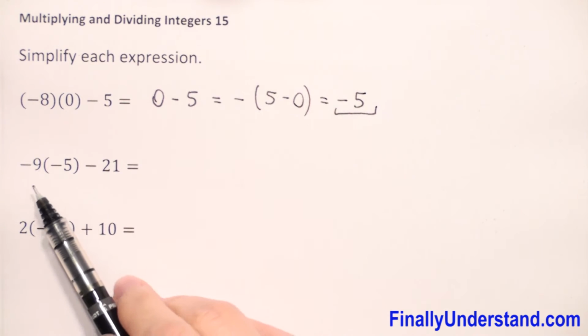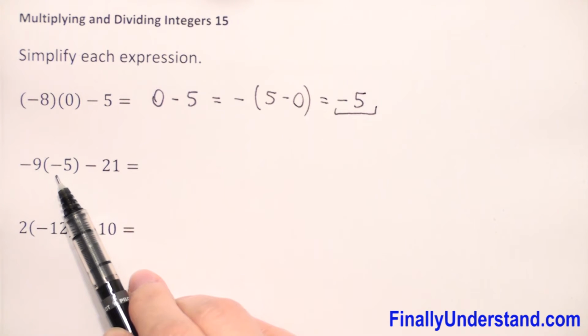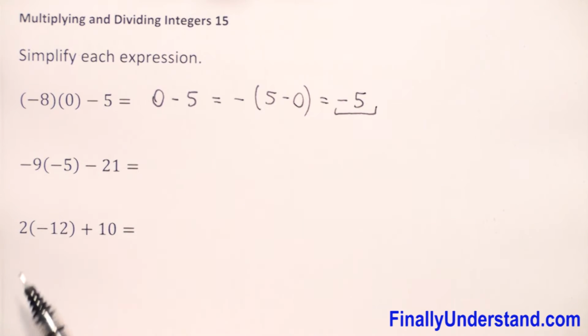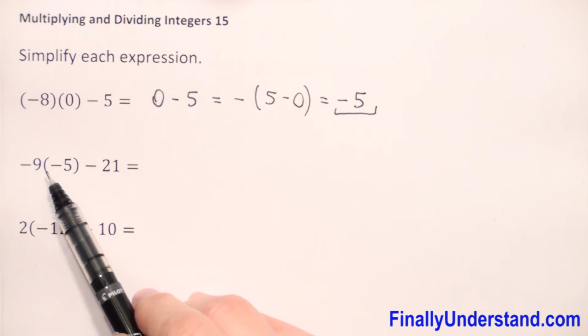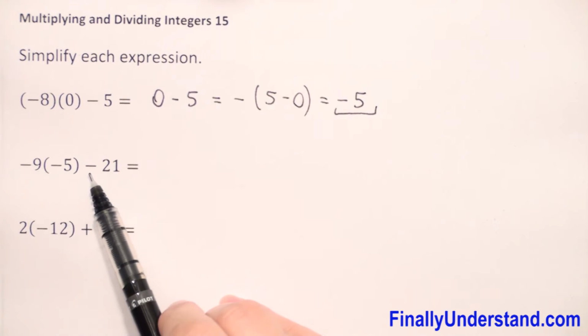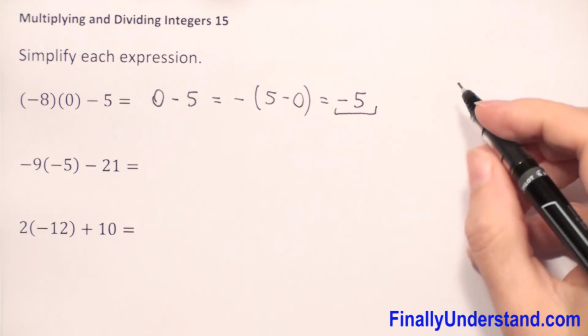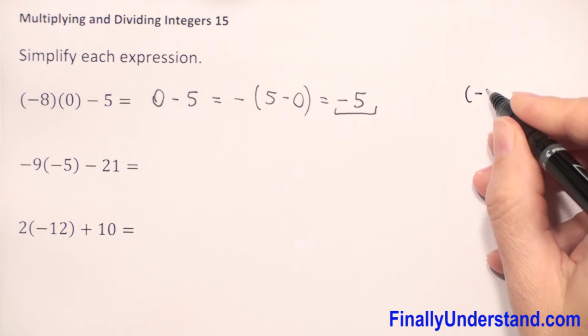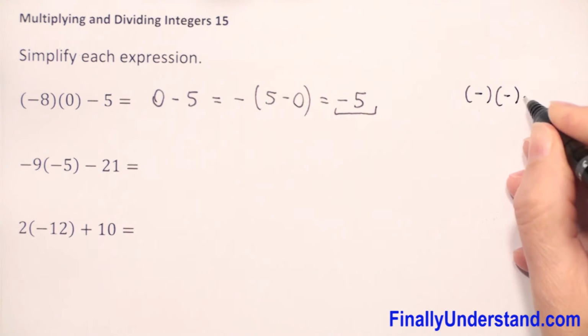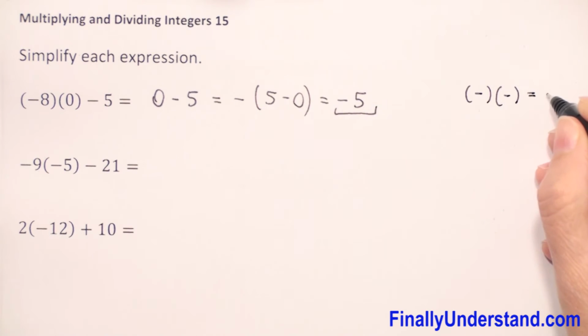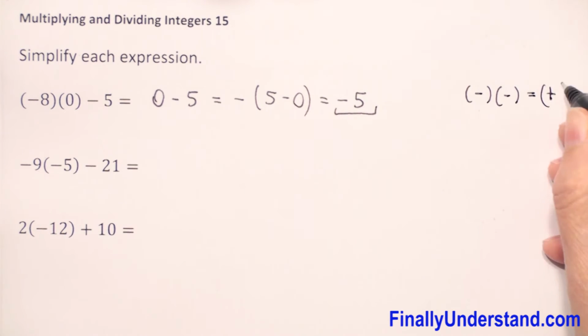Next example, we have negative 9 times negative 5 minus 21. Again, we have to use the order of operations. So first multiplication, next subtraction. We have to multiply two negative numbers. When we multiply two negative numbers or we divide two negative numbers, the answer is always positive.